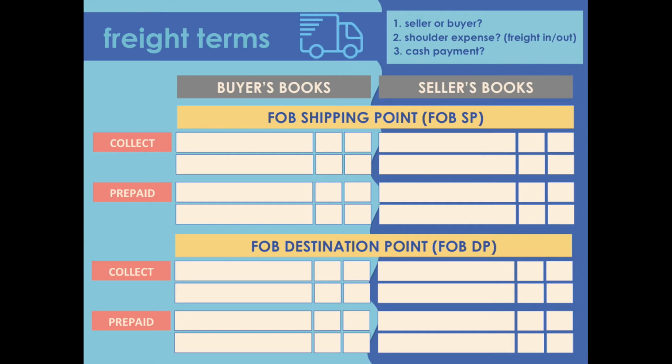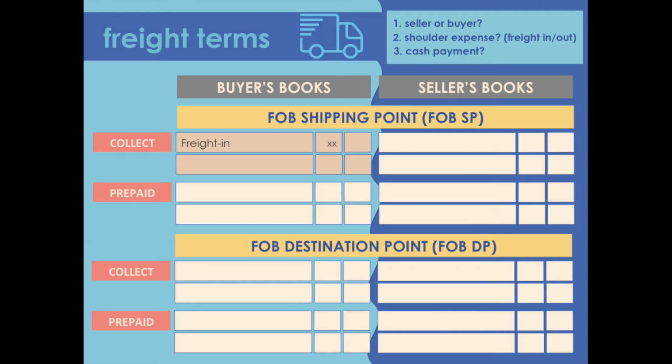First, let's try journalizing the freight term FOB shipping point collect. Who must shoulder the expense? For FOB shipping point, the buyer is the one shouldering the expense, so we debit freight in under the buyer's books.